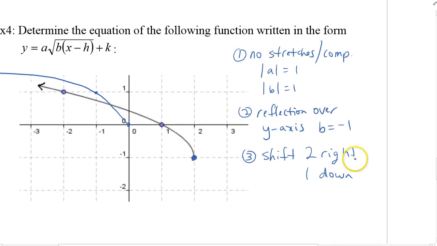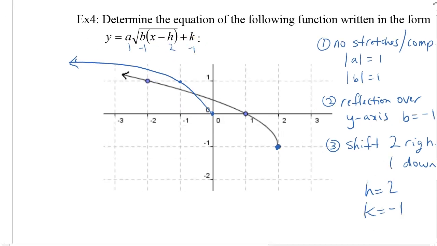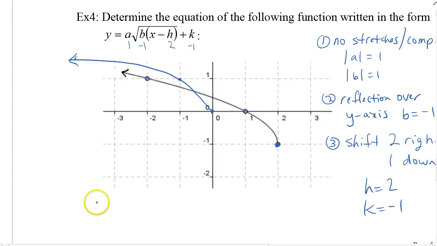So the 2 right means that h is going to be equal to 2 and k is going to be equal to -1. So a is going to be +1, b is going to be equal to -1, h is going to be equal to 2, and k is going to be equal to -1. So when I write it all out, I can write y is equal to, if a is a 1, I'll just leave it. And now my b is a -1, so I'll just write a negative, left parentheses, x minus 2, right parentheses, -1. Okay, and that's what it will look like.